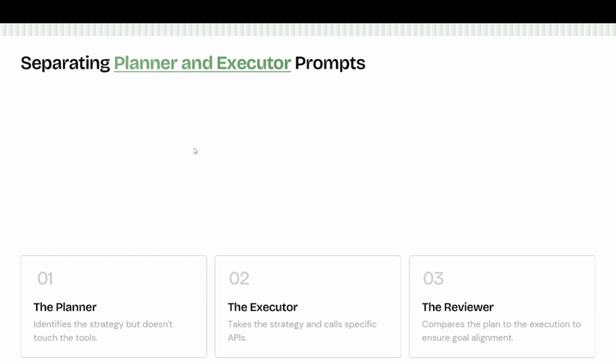Okay, so let's continue with what we have: separating planner and executor prompts. There's a prompt called the planner prompt, and there's another one called the executor prompt. We've discussed chaining in the previous video, and you saw how you can also use few shot and zero shot in those examples. So how do you separate planner and executor prompts from each other? The planner prompt identifies the strategy but doesn't touch the tools.